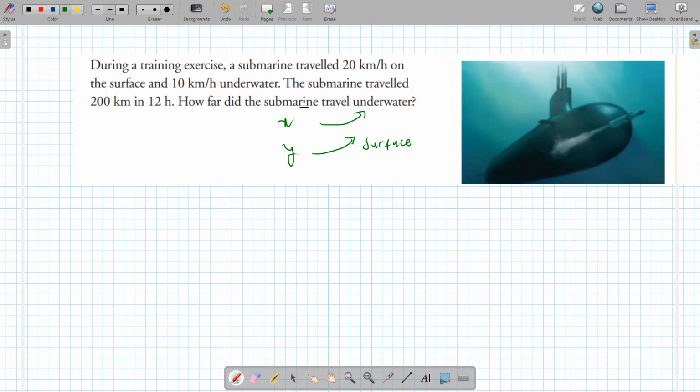Anyway, so X is what they're asking us. X is the distance. They're asking you for the distance. So X is the distance that it travels underwater. Y is the distance that it travels on the surface. There's going to be two equations here. One of them is this 200. How do we use this in our equation?